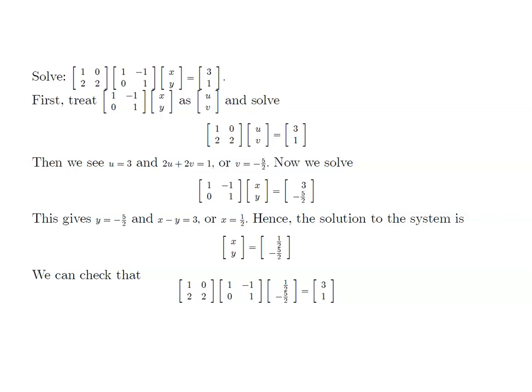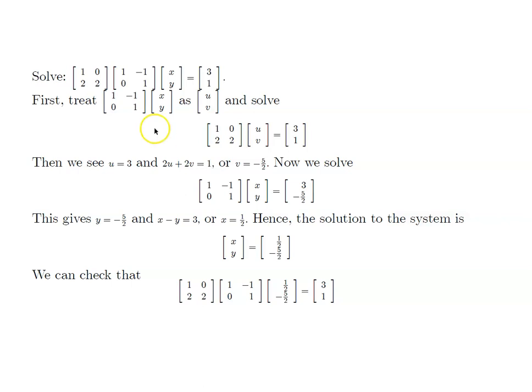Let's talk about how we can use an LU decomposition of a matrix to help us solve systems of equations. So first, let's suppose that we already have the LU decomposition, like we do in this first example, where it asks us to solve [[1,0],[2,2]] times [[1,-1],[0,1]] times [x,y] equals [3,1], and we're going to solve for x and y. Notice that the left matrix here is lower triangular, and the right matrix here is upper triangular. That's where the LU decomposition part comes from: lower and upper triangular matrices.